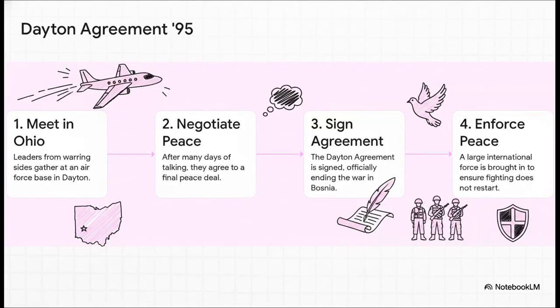The big breakthrough finally happened in 1995. In a pretty unusual move, American diplomats flew the leaders of all the warring sides to an Air Force base in Dayton, Ohio. The idea was to get them far away from the conflict so they could negotiate a deal. And after weeks of intense talks, it worked. They signed the Dayton Peace Agreement, which finally ended the war in Bosnia. It wasn't a perfect deal, but it stopped the killing.